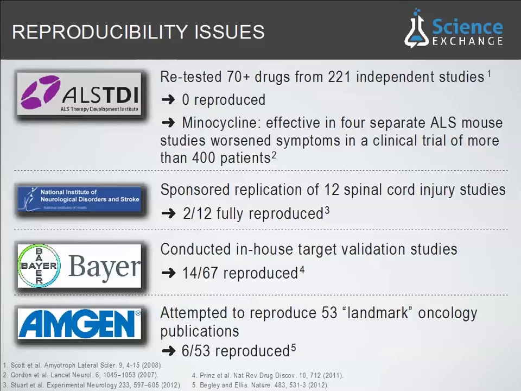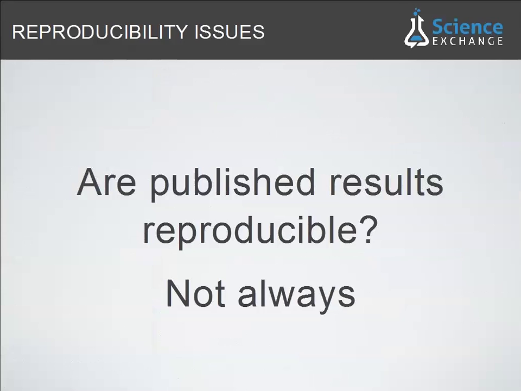The second example is from the NINDS that replicated 12 spinal cord injury studies and fully reproduced 2 out of the 12 findings. Bayer and Amgen are the 2 most widely cited studies that have been published, and these were just summary data that indicated very low rates of reproducibility in their in-house target validation studies. So Bayer published that 14 out of 67 studies that they investigated, they could reproduce the results, and Amgen only 6 out of 53. So the data that we have so far suggests that the answer to whether published results are reproducible is that they are not always reproducible.